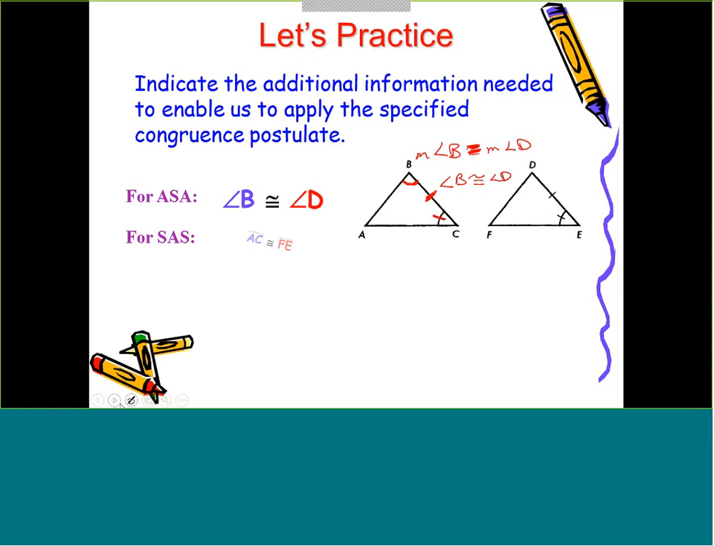For side, angle, side, in that situation, all I would need to know is that this segment down here is congruent to this segment over here. And then for angle, angle, side, I would need to know that angle A down on the bottom left is congruent to angle F. And that would give me the correct order, angle, angle, side.